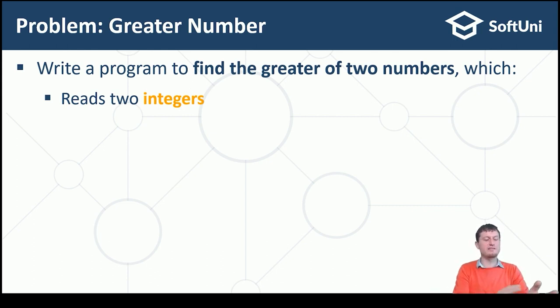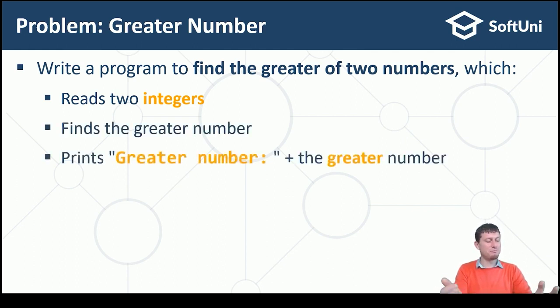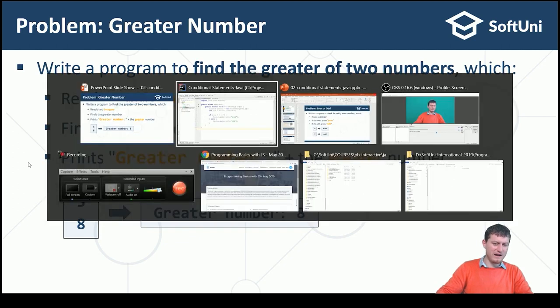It's called greater number. It's about writing a program which finds the greater of 2 numbers. So it reads 2 integer numbers and it finds the greater, the bigger of them. It prints greater number, colon, and the greater number. Like if we have 5 and 8, the greater is 8. If we have, for example, 5 and -8, the greater will be 5.